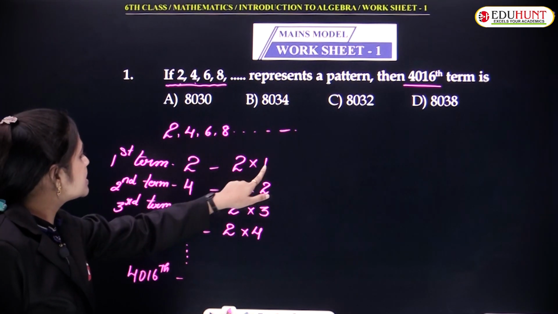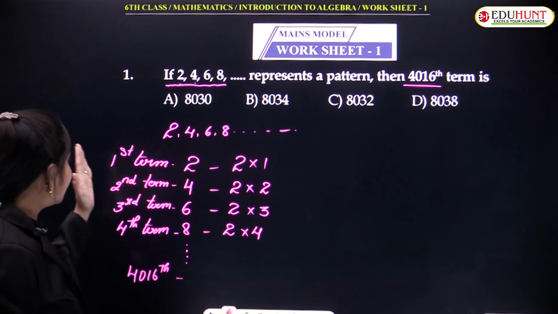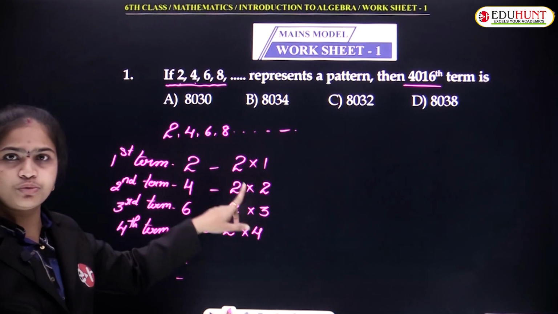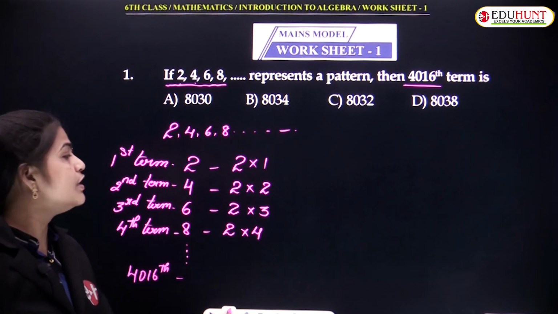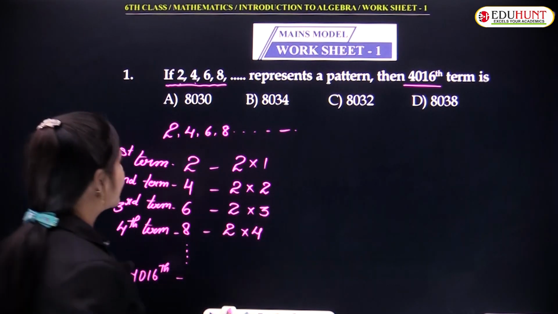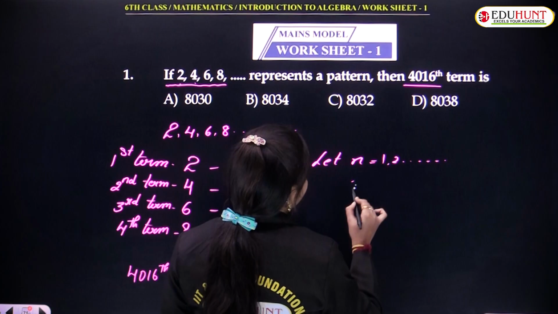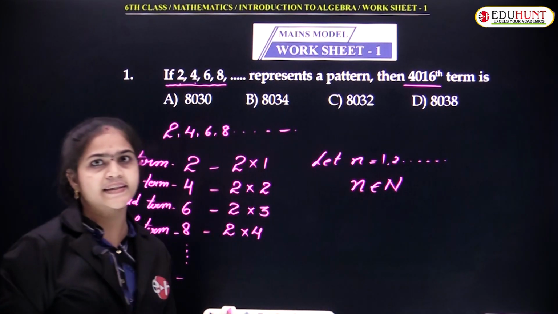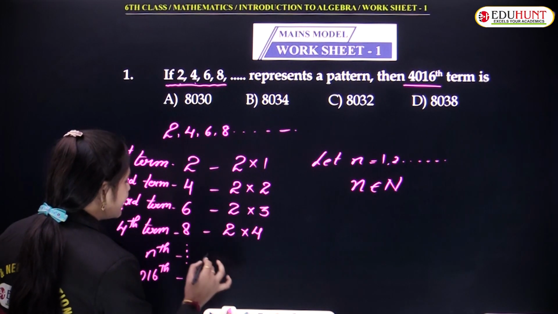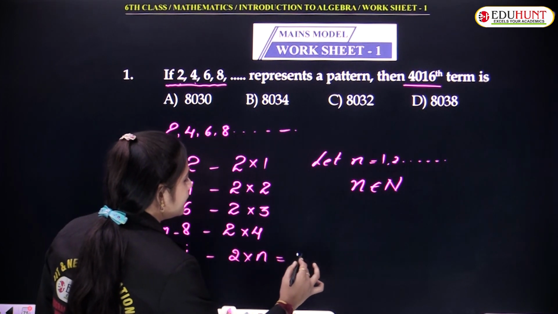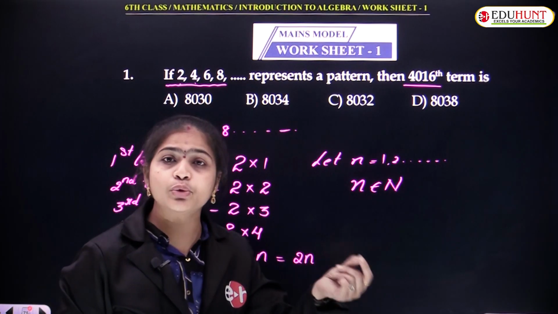Now see: first term, second term, third term, fourth term. Here we are just multiplying the term number by 2. Then we have 1, 2, 3, 4 and so on. These are all natural numbers only, no? So take it as some n. Let n equal 1, 2, 3 and so on, so n belongs to the natural numbers. Finally, the nth term: what can we write here? 2 into n, which equals 2n. So this follows the pattern 2n.